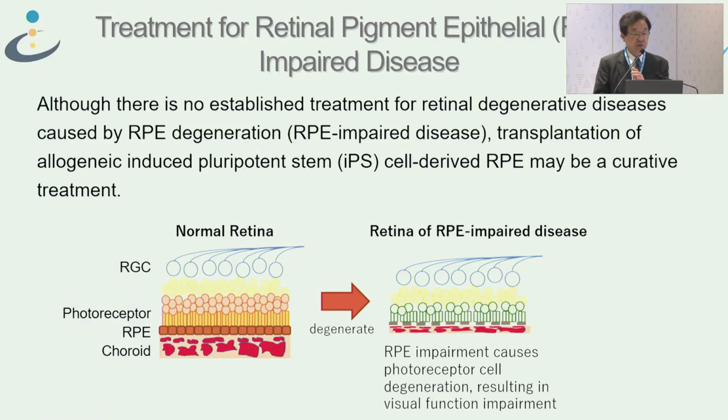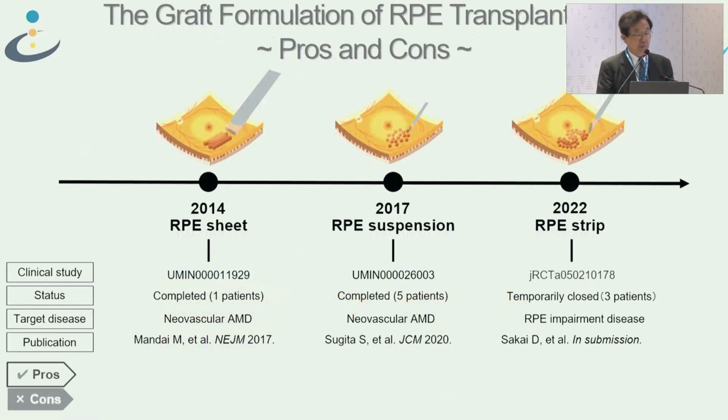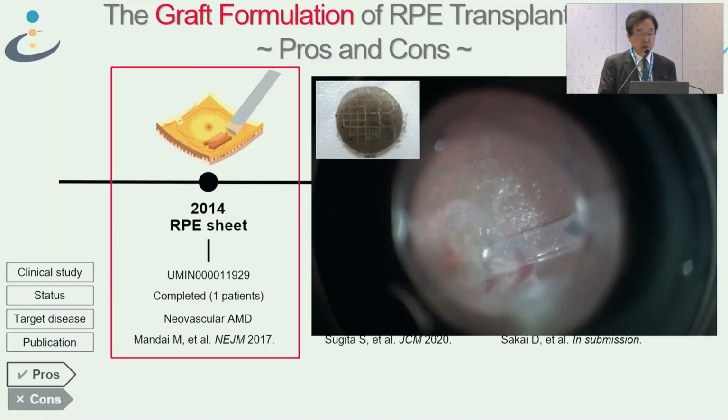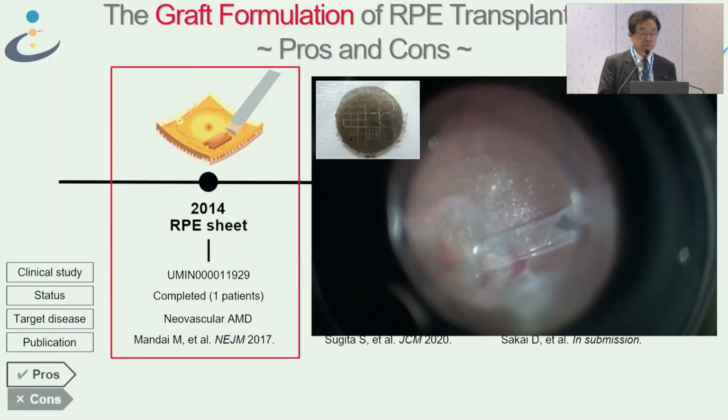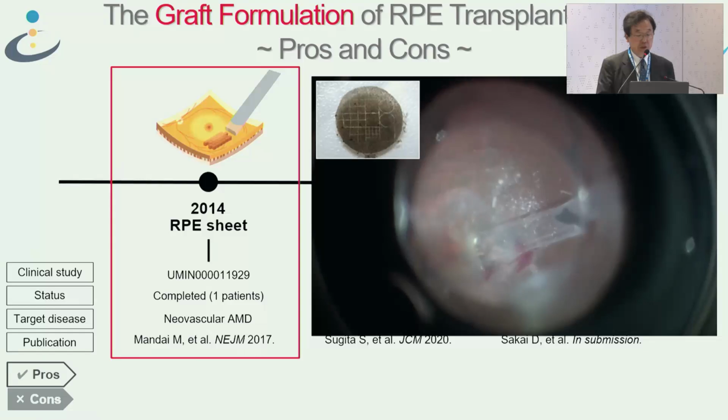Although there is no established treatment for retinal degenerative disease caused by RP degeneration, we call this RP impaired disease. Transplantation of allogeneic iPS cell-derived RP may be a curative treatment. Up to now, we have conducted several clinical studies in different graft formulations. The first one was RPC transplantation. This was our first in-human RP cell therapy in all medical fields.